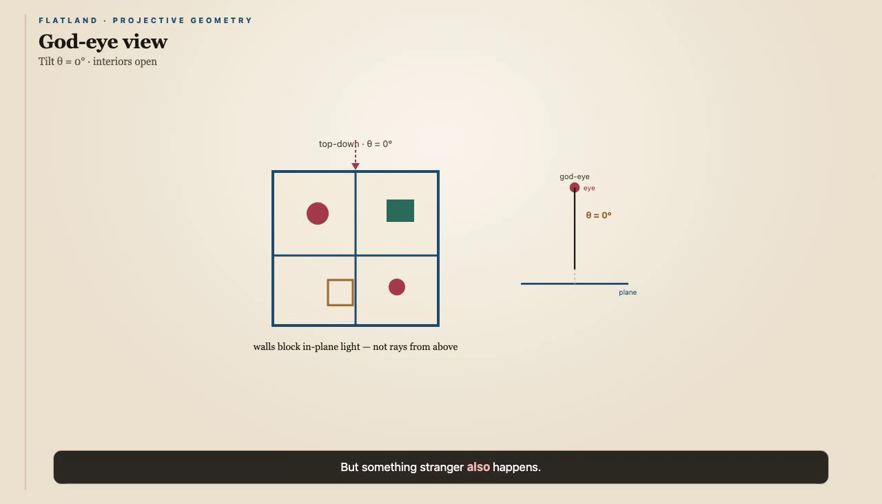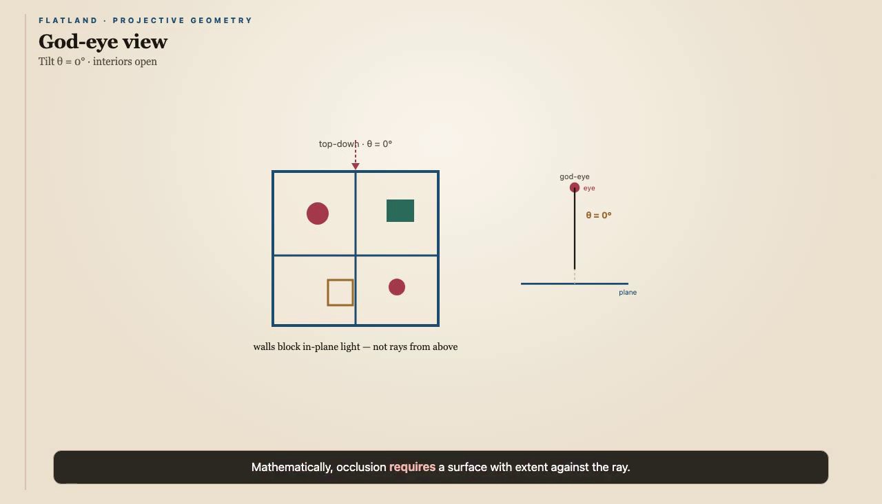But something stranger also happens. In 2 dimensions, a wall is a line that blocks light along the plane. Privacy is absolute for neighbors who share the same world. From above, those walls have no height. Light in the 3rd direction is not blocked. You see rooms, furniture, and the square himself at once, without breaking a single wall. A boundary encloses volume only inside its own dimension. Add a 3rd axis, and the wall has no thickness to stop your gaze.